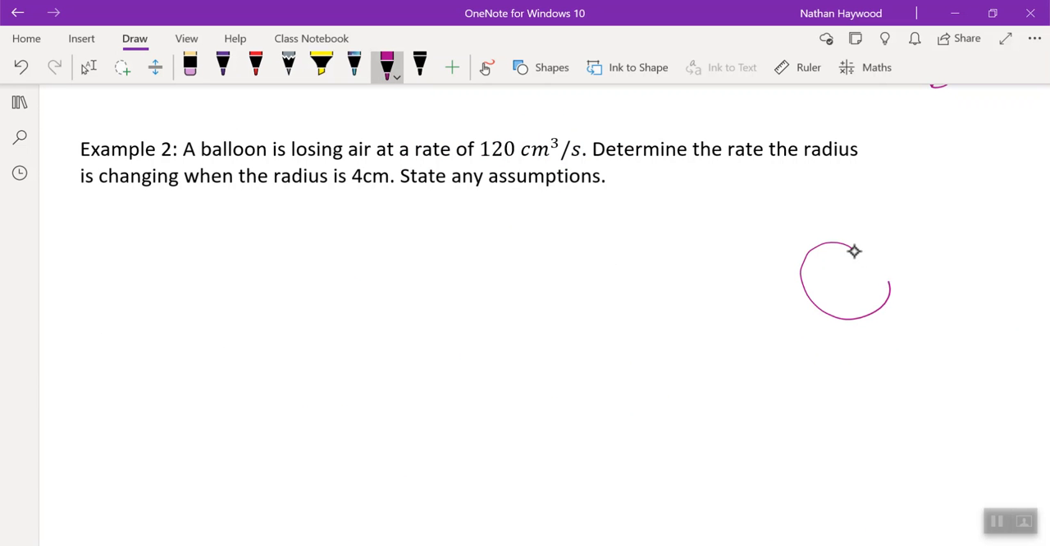All right, so you've got a balloon. It's increasing. No, it's losing air, sorry. So that's key. Losing air at a rate of 120 centimeters cubed per second. So like I said, unit analysis. Any thoughts? Centimeters cubed per second. Perfect. So we've got a volume change over a time. Determine the rate the radius is changing. Any thoughts what that could be? Yep, dr dt.